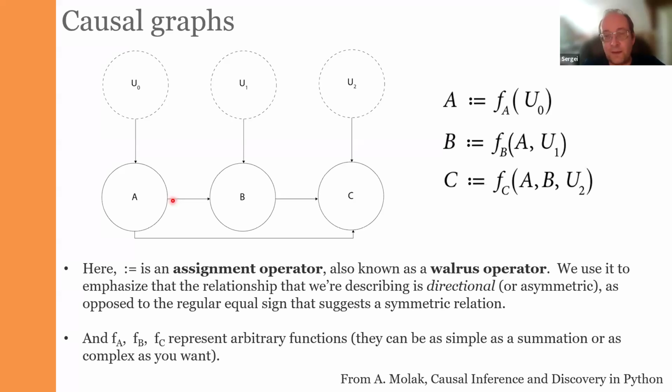And the causal community has developed this assignment operator, or Walrus operator, which shows the directional relationship between the variables. In this case, we say that A is caused by some exogenous factor, or noise if you will, U0. B is caused by U1 and A. C is caused by U2, B, and A. So if we change B, we will change C. If we change A, we will change B and we change C. If we change C, we are not going to affect either B or A.